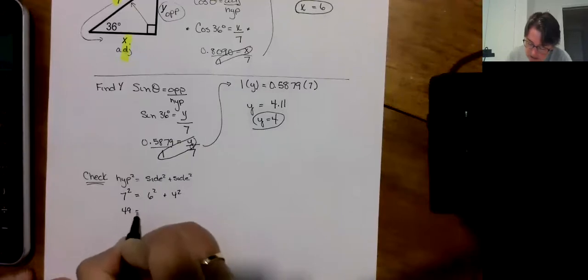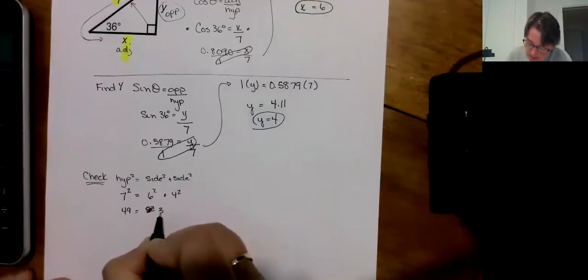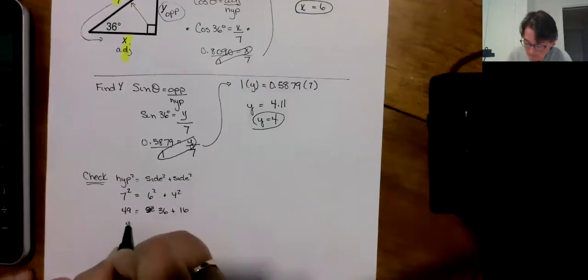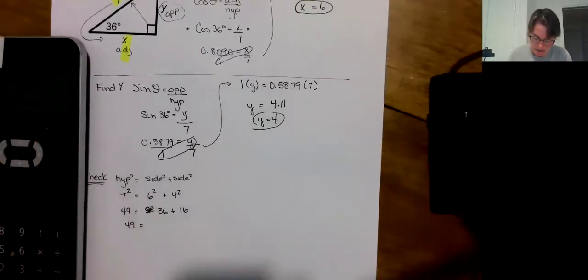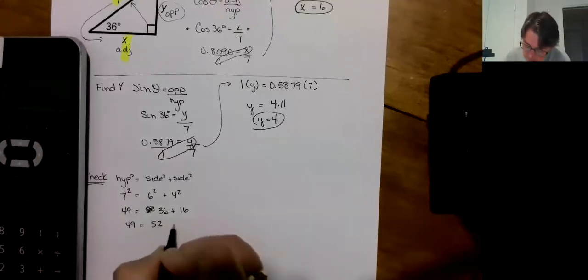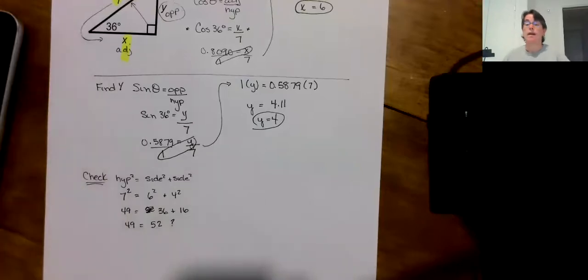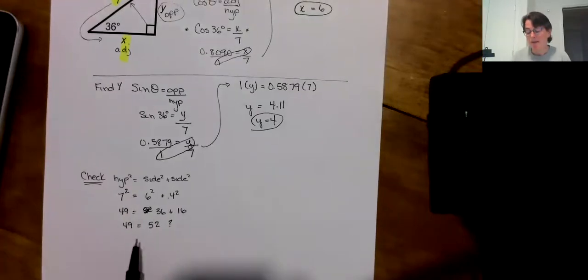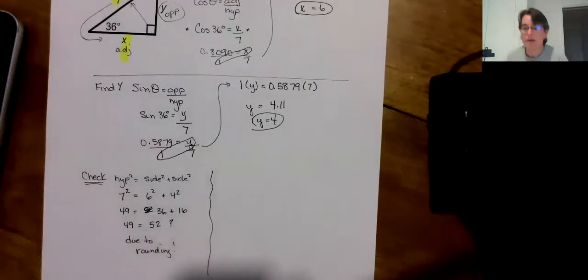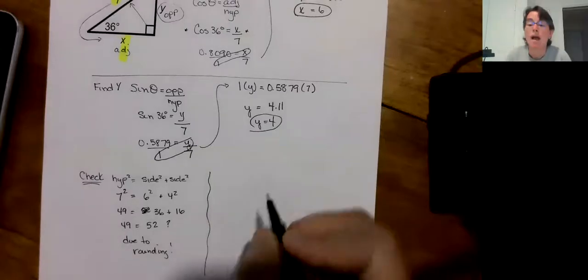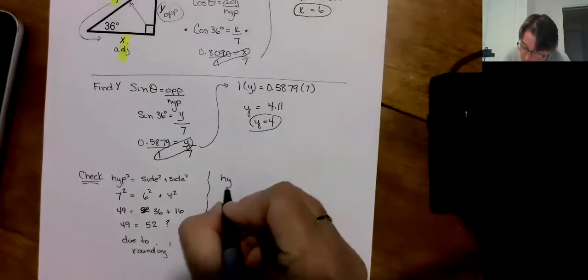So 49 is equal to 36 plus 16. 36 plus 16, I'm not thinking that's 49. It's 52. Now, what the heck? Well, remember I said these numbers are going to be off because we rounded? So my math up here is still okay, but this difference is due to rounding. And I'm such a big math nerd, I want to prove to you that's why there's a mistake. Do it again.